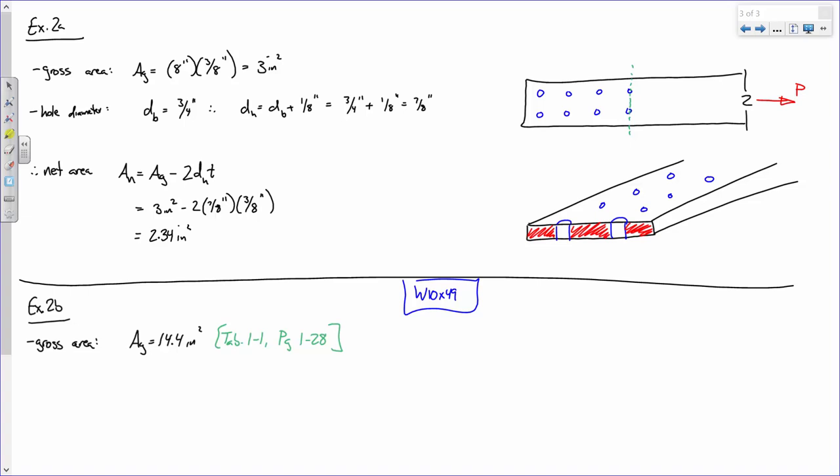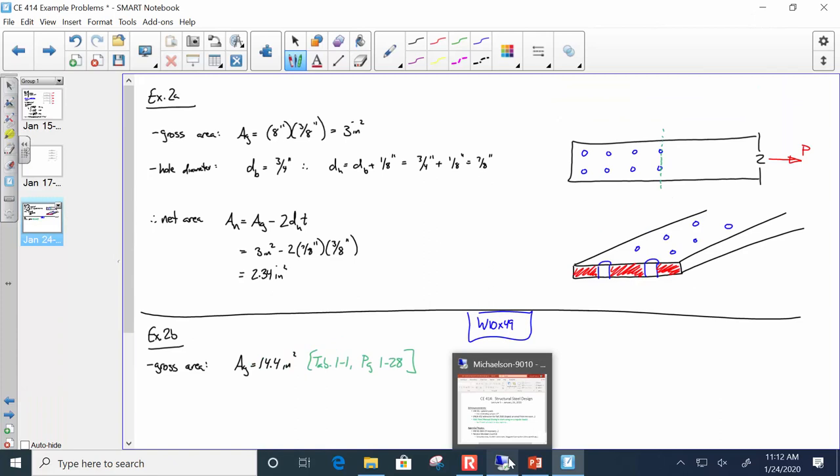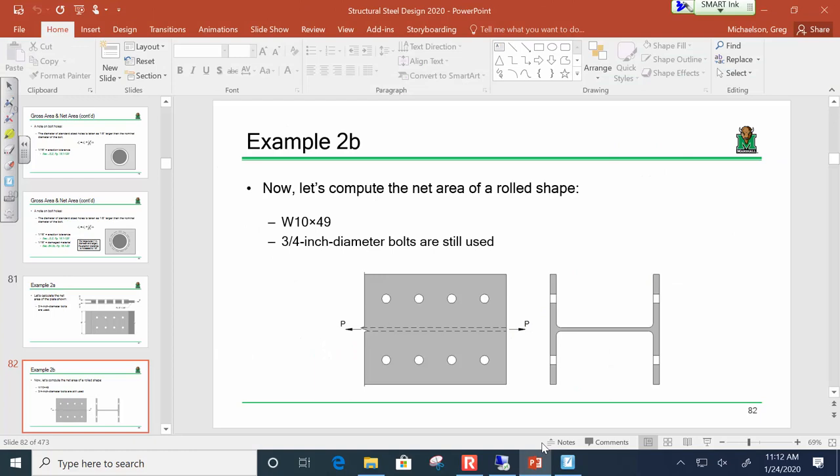Let's look at it like this. What we have is a wide flange with two lines of bolts in each flange. So help me out. When I subtract bolts for net area, how many bolts am I going to have to subtract? Four. Samurai sword or lightsaber through the cross sections right here. One, two, three, four. What is the diameter of those holes going to be? The bolts are 3/4 inch diameter. What's the hole diameter? 7/8. All right. That's exactly right.